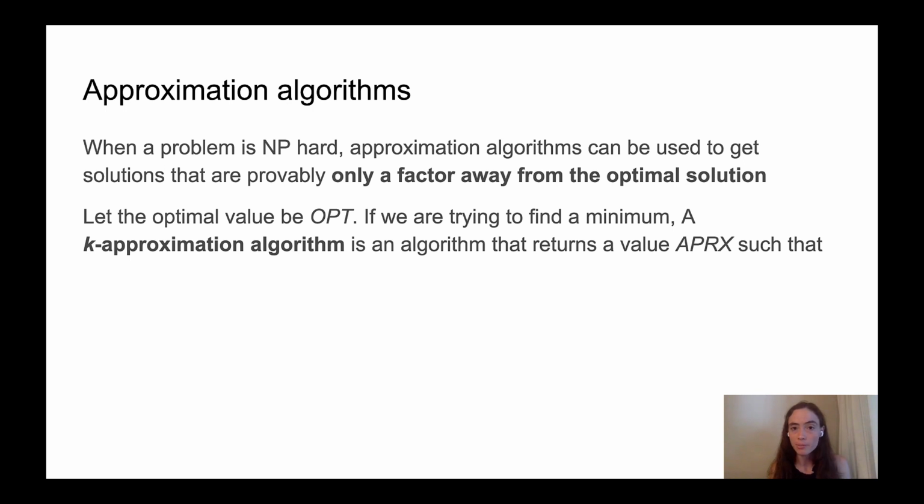So if we let the optimal value be called opt, then if we're trying to find a minimum, like opt is the minimum weight traveling salesman tour, for example, a K approximation algorithm is an algorithm that returns a value approx such that opt is less than or equal to approx. We know this because opt is the optimal solution, so it's the minimum possible. But approx is less than or equal to K times the optimal solution.